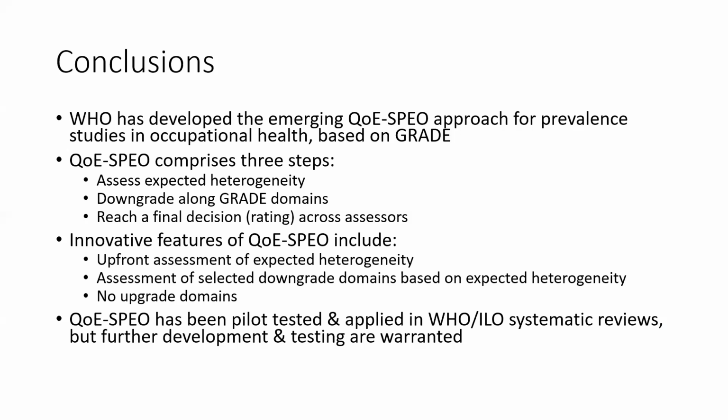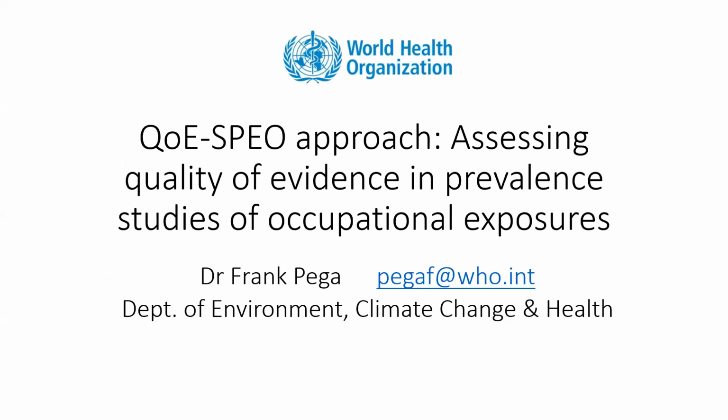So there is an upfront assessment of what we have coined expected heterogeneity. It's unusual. And then also assessments of selected downgrade domains are essentially based on the level of expected heterogeneity. And also, colleagues, thirdly, there are no upgrade domains in QSPO. Finally, just to note that QSPO has been pilot tested. It has been used already in WHO's and ILO's 5 systematic reviews of prevalence studies, but clearly it's an emerging approach. It's at the proof of concept stage, or perhaps a little bit more than that, and requires further development and testing. And colleagues, with this, I would like to thank you very much again and look forward to questions. Thank you.